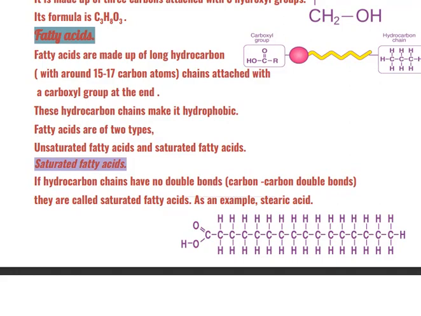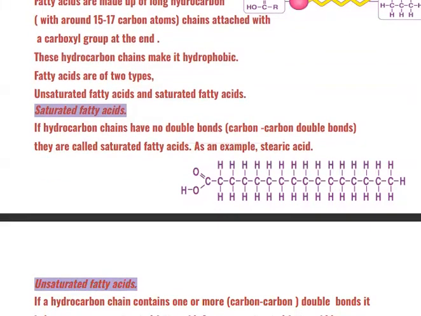Saturated fatty acids. If hydrocarbon chains have no carbon-carbon double bonds, they are called saturated fatty acids. As an example, stearic acid.